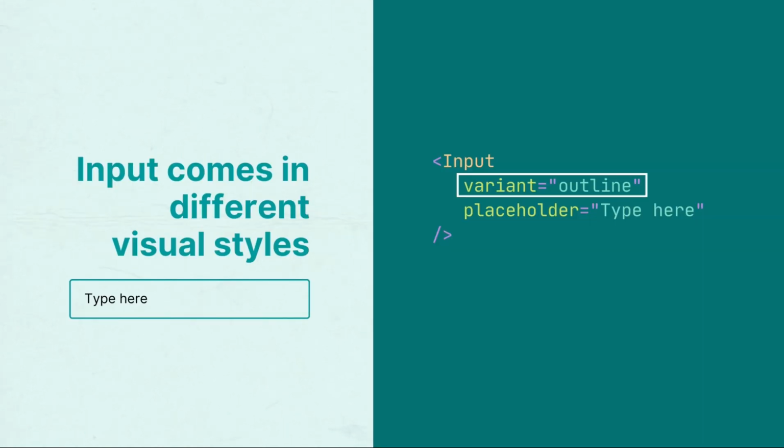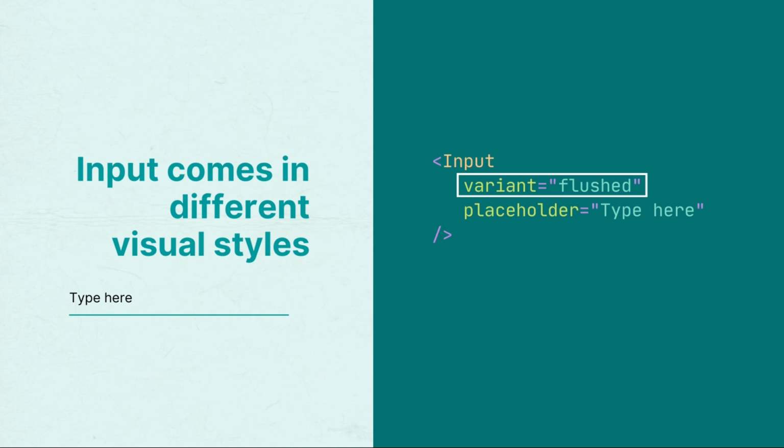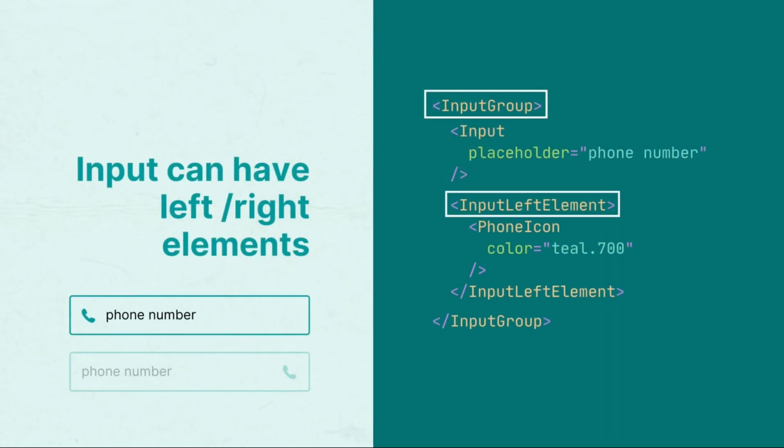Let's take this further. Imagine you want a different input style for your app. Input comes in four different visual styles. With the variant prop, you can change the style of your input and set its value to outline, filled, flushed, or unstyled. The input component allows you to have left or right elements.